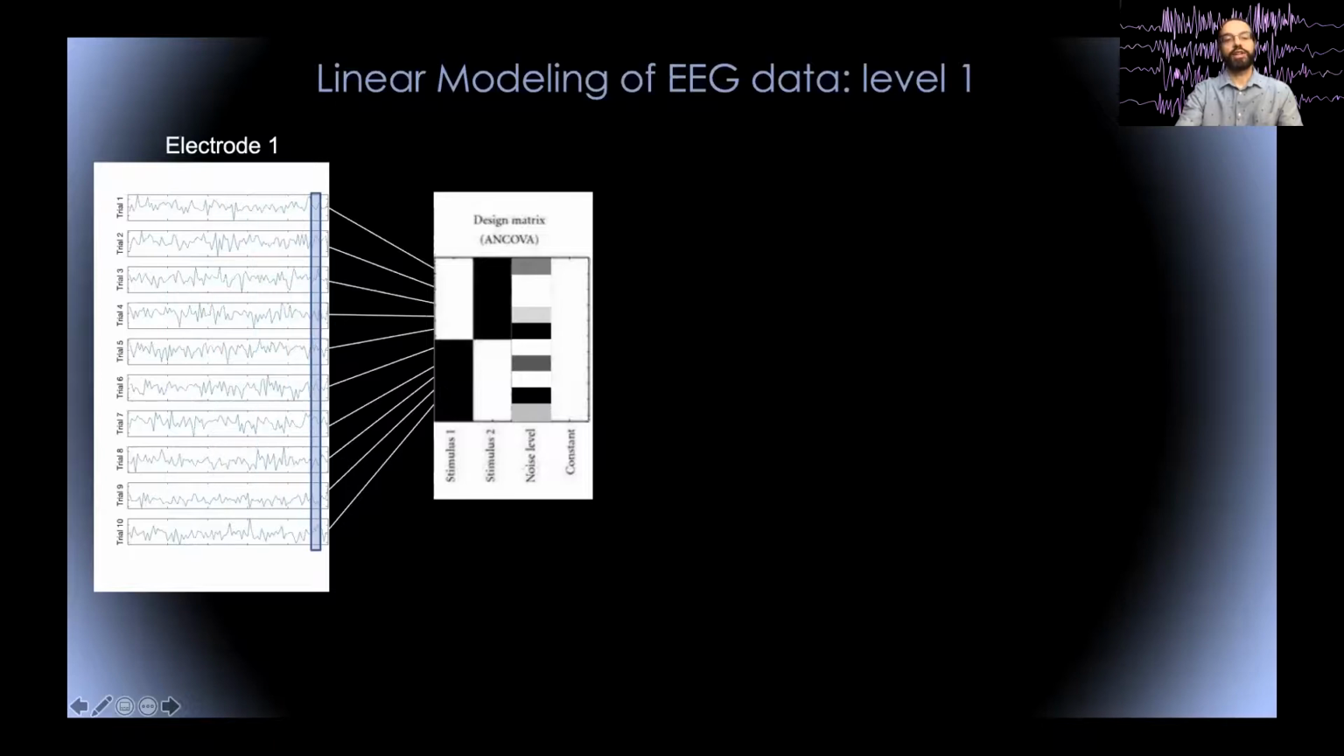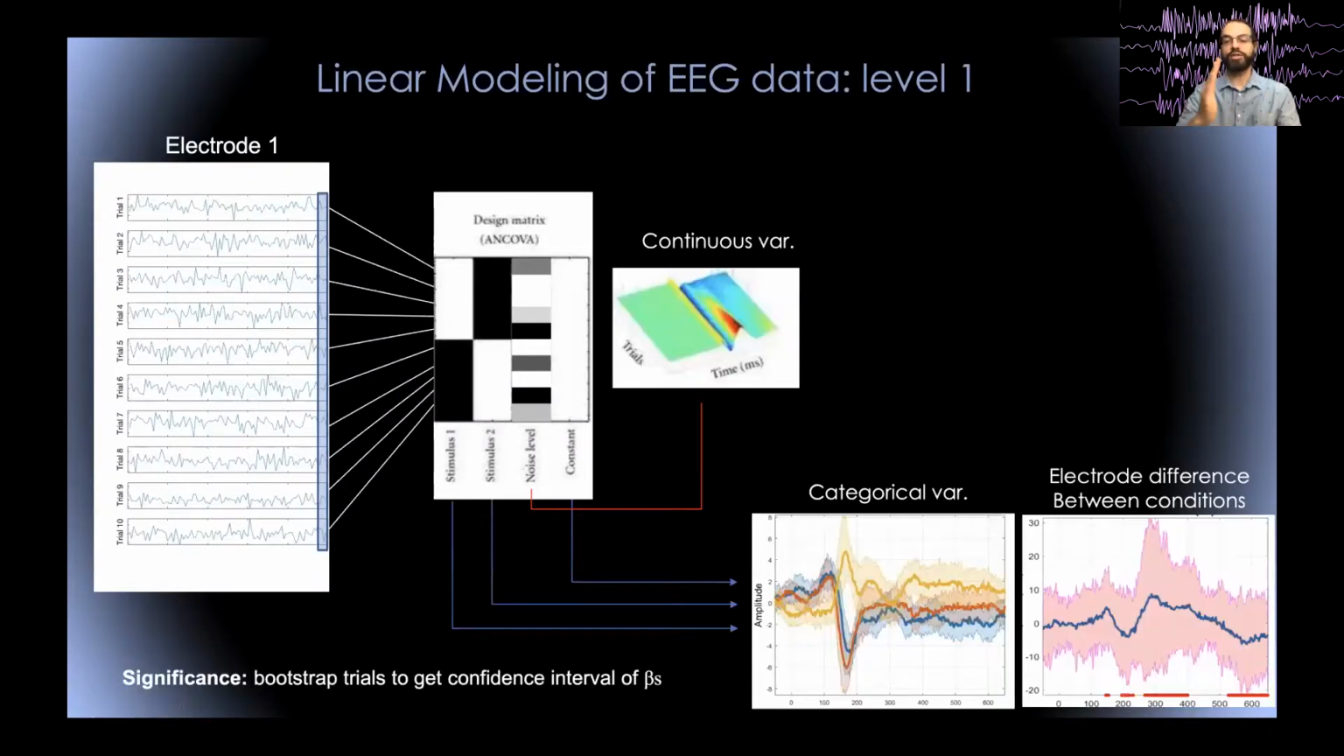And you do that through time, so you have your beta parameters varying through time, and you obtain some time-varying beta parameters for categorical variables, so stimulus 1 and 2, and you can also calculate the difference between conditions at that level by subtracting the beta parameters and doing statistics on the beta parameters. You also have continuous variables, which are presented here, where it varies across trials.